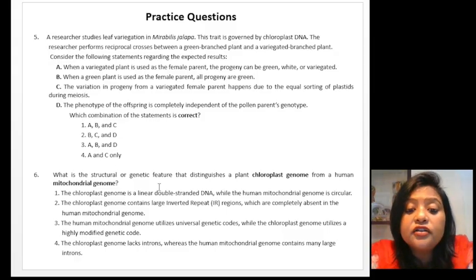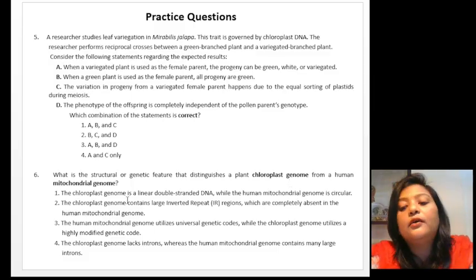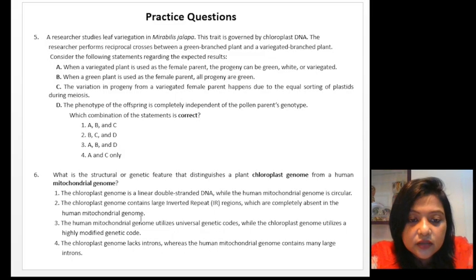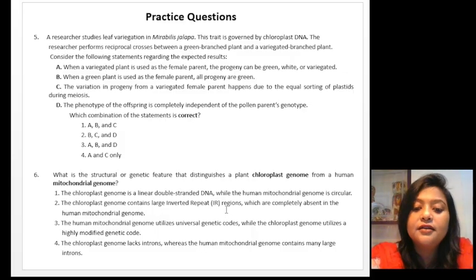Okay, now what is the structural or genetic feature that distinguishes a plant chloroplast genome from a human mitochondrial genome? Oh my god, very easy question again. What is the difference out here? If you see number 1, linear versus circular, is it a difference? No, because both are double stranded. Chloroplast genome contains IR, which is not present in the mitochondrial genome. Yes, because only the chloroplast genome contains IR and the mitochondrial genome does not. So that is the answer, number 2.